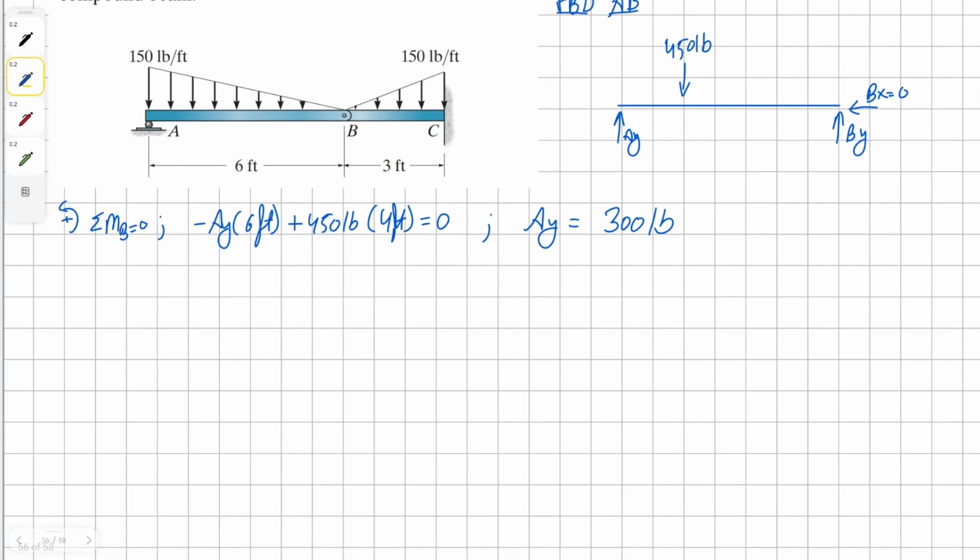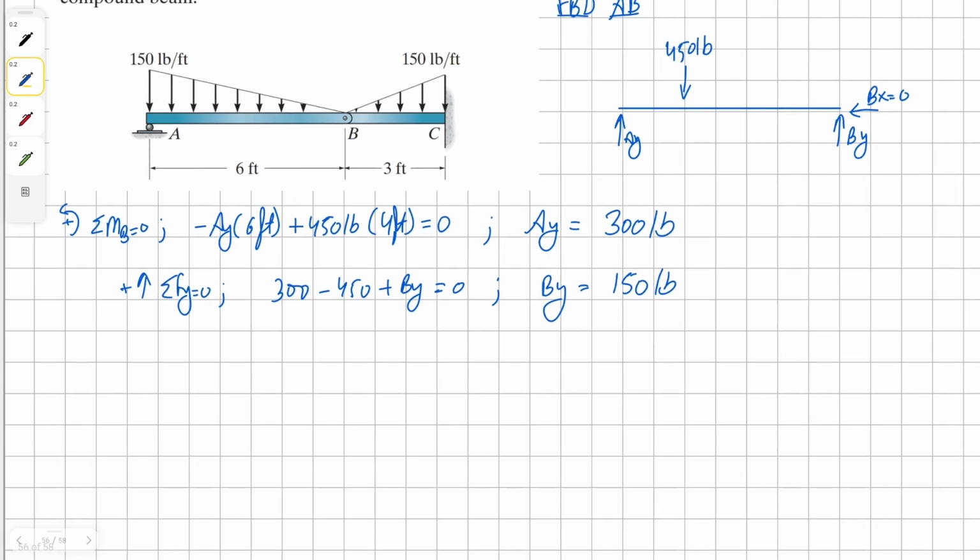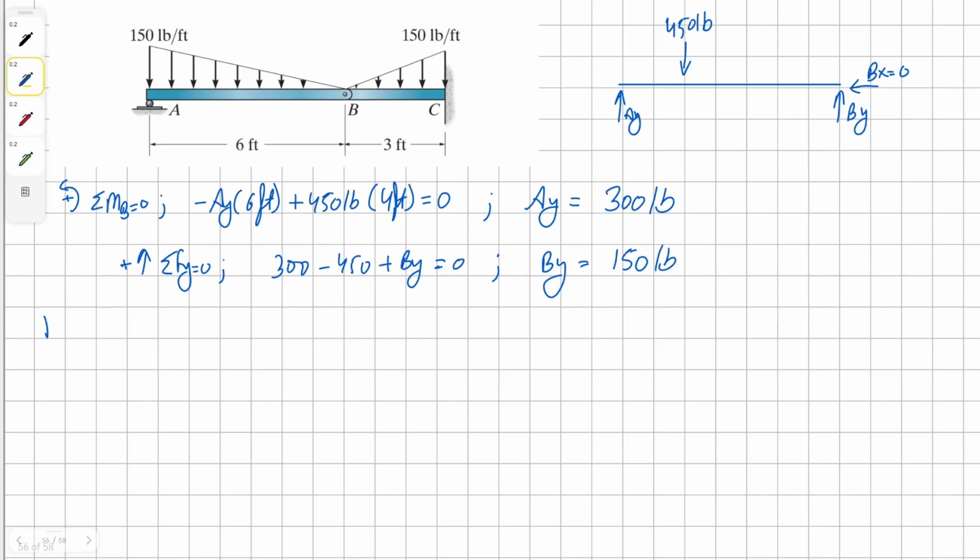Once we have this, we can use this value to find our solution for By, which is simply summing the forces in y direction. So we're going to have positive 300 pounds, negative 450, positive By, all equals to 0. And solving for By, we're going to have our solution as 150 pounds. Alright, now that we have all the required forces for the AB section, we can proceed to the BC section.